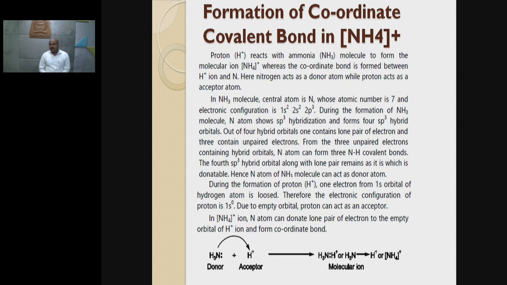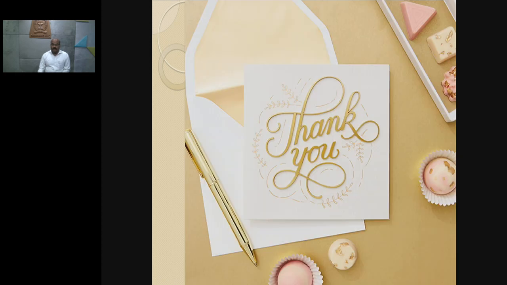If the two combine with each other, the nitrogen can donate the lone pair of electrons to the 1s atomic orbital of the proton. Hence, the formation of a coordinate bond takes place in the ammonium ion. That is, nitrogen of the ammonia can share the lone pair of electrons with the proton and form an ammonium ion, where ammonia and hydrogen form a coordinate bond. Thank you.